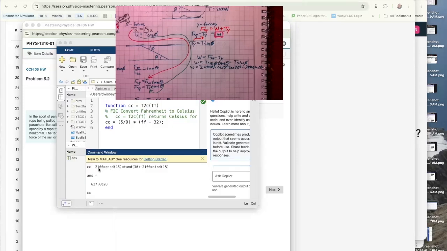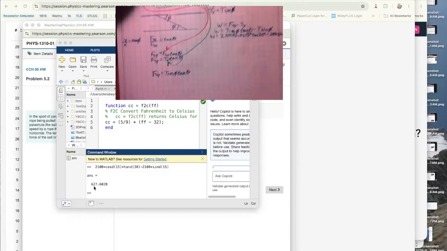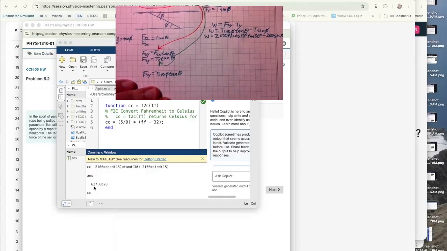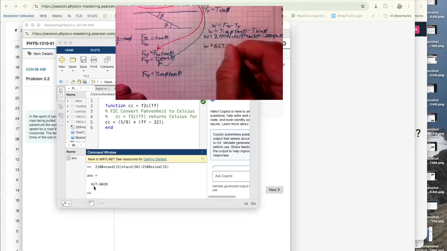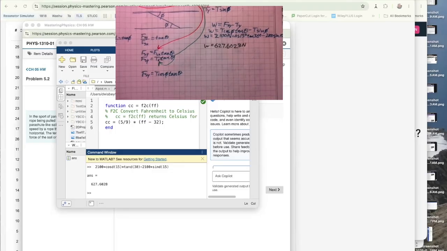Okay, so I put in the tension here, 2,100 times cosine of d, which is 15 degrees, times tan d, which is 30. Okay, minus 2,100, that's the tension, times sine of d times 15, which gives me 627.602 newtons. So I'm going to write this down, right? The weight of the parasailer is going to be 627.6028 newtons. Okay, that's what MATLAB gives me.